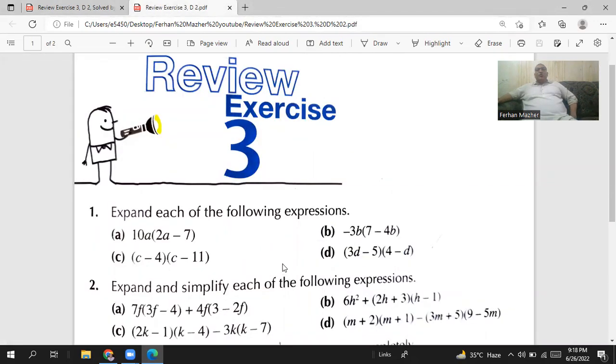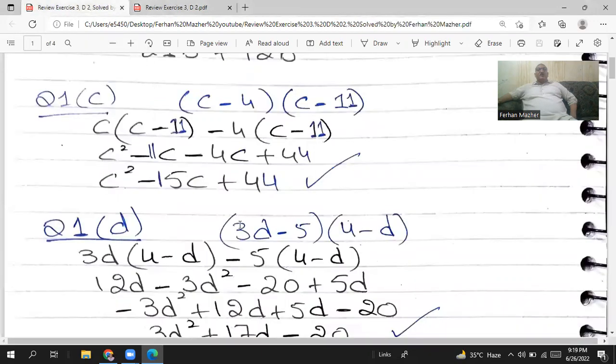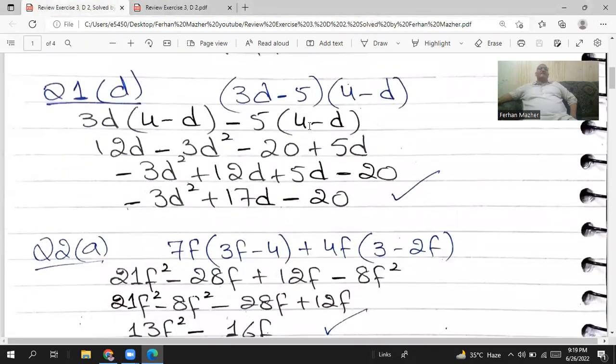Then we have question number 1, the D part. Here we have again two brackets, and we want to expand it. So we will multiply both the brackets. This first member will multiply with the second bracket, then the second member of the first bracket will multiply with the second bracket. So here on your screen, you can see this 3d will multiply with 4 minus d, then this minus 5 will multiply with 4 minus d.